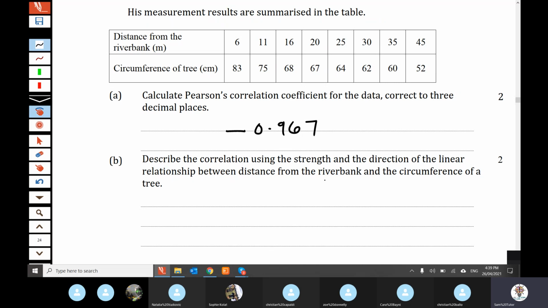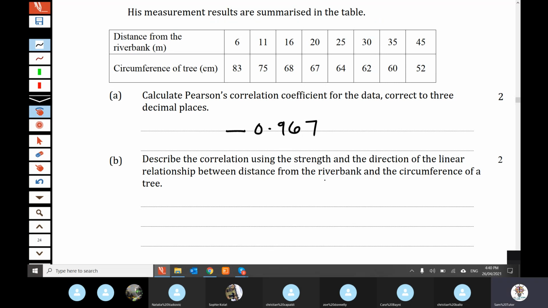What I would like to see is that the fact that it's negative, what does it mean it's doing? It doesn't actually matter one or the other. What I like to see, if you really get it, that means when it is negative, when one thing goes up, so as the distance from the riverbank increases, circumference of the tree decreases. And you can see that happening now if you look at the data. That's what I actually need to see for me to give you a second mark.